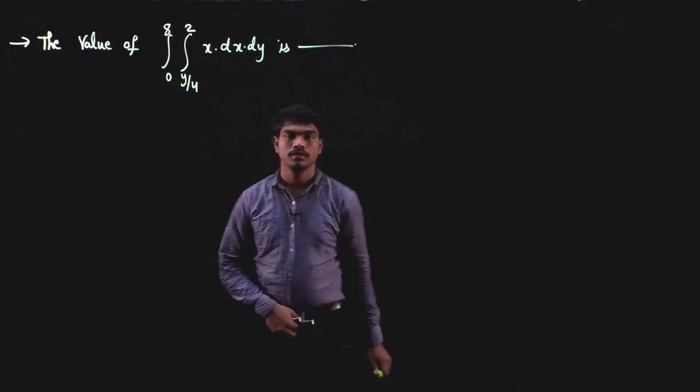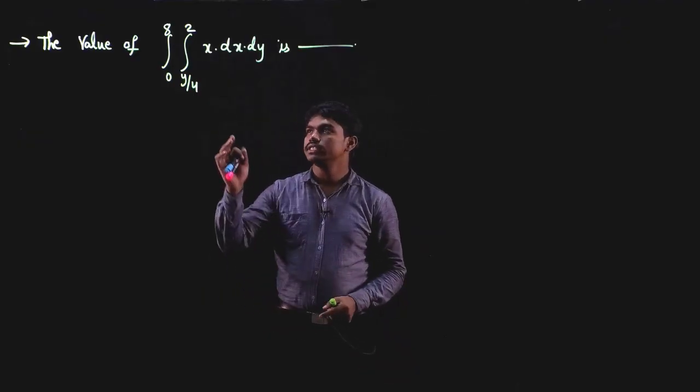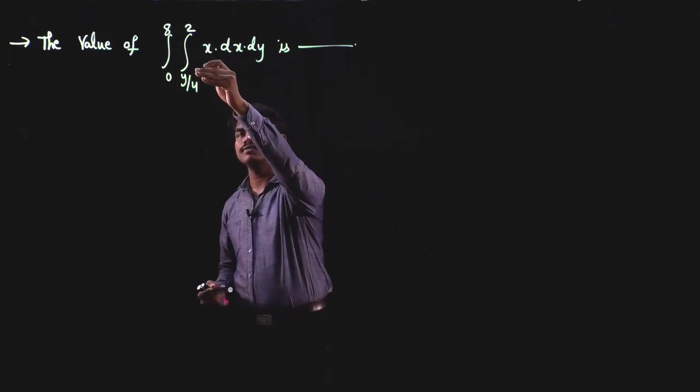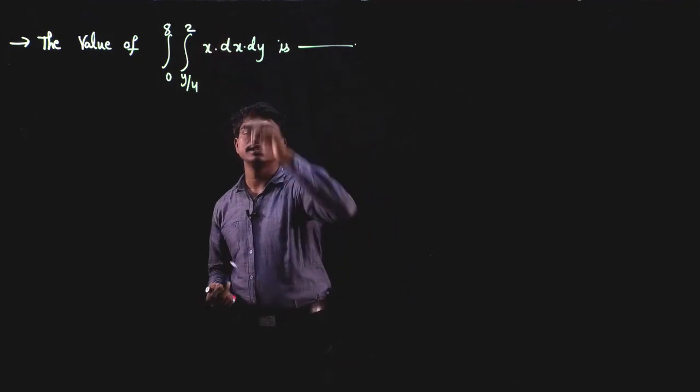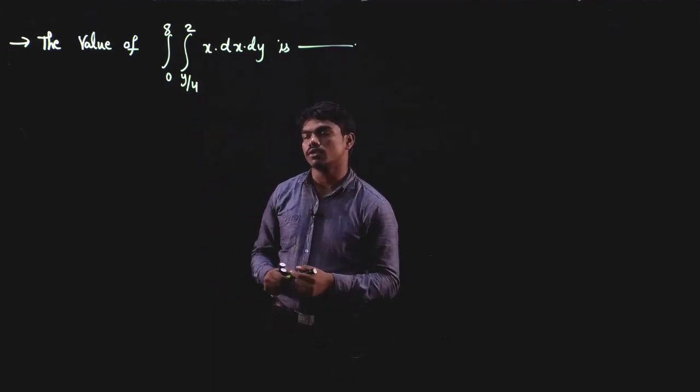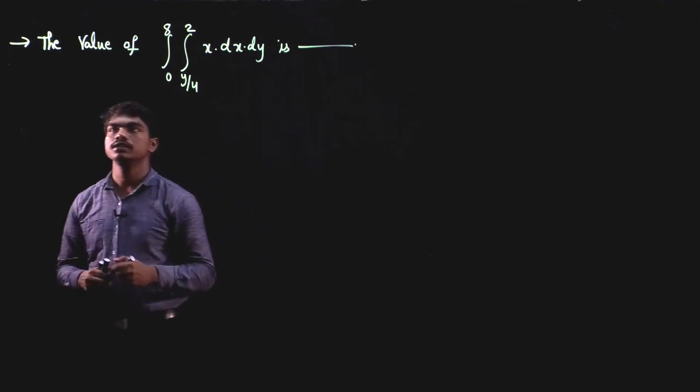Thank you all. So if you see, there came one more question. The value of the integration 0 to 8 and integral y by 4 to 2 of x into dx dy is dash. This is basically one double integral which we could solve. So let us try to solve this question.